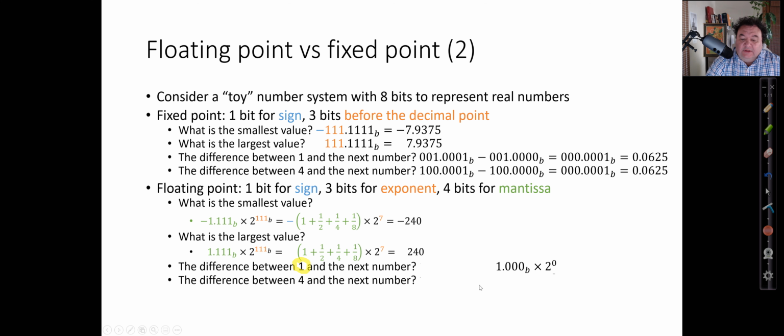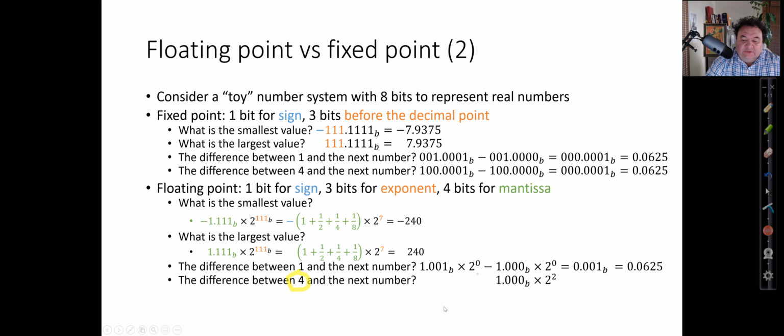This is positive. We look at the next number, so we turn this bit into 1. So 1001 binary, 2 to the 0, minus this number. And basically, the variation in value is 0.001 and is 0.0625 in decimal. So for number 1, actually the precision is the same as the fixed point in this particular case.